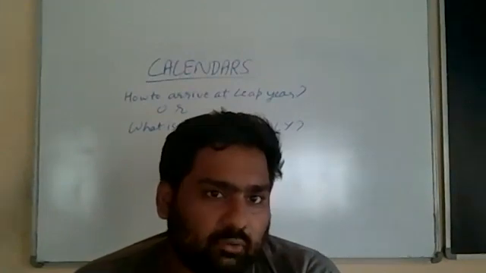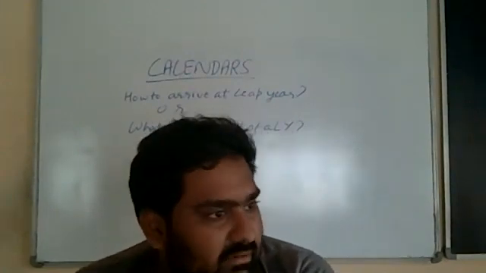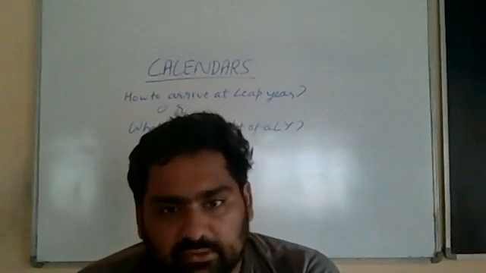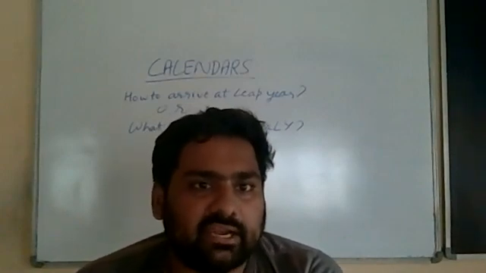So 400 AD was a leap year. 800 AD was a leap year. 1200 AD was a leap year. 1600 AD was a leap year. 2000 also was a leap year, but 1900 was not a leap year.